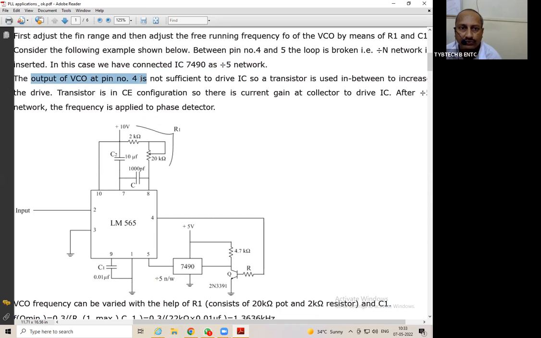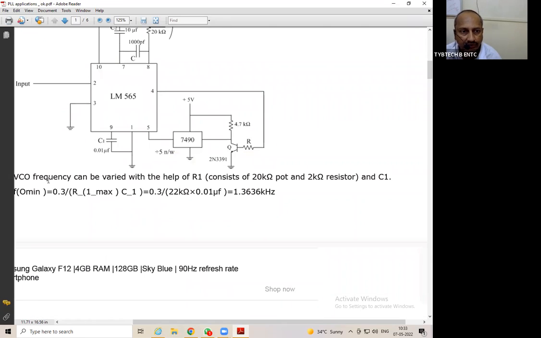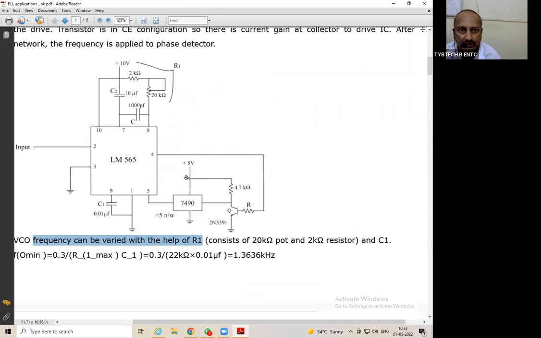The output of the VCO, that is pin number 4, is not sufficient to drive the IC in between. This is the additional one. So this is what they have talked about for pin number 4 and 5. The VCO frequency can be varied with the help of R1. So where is that R1? R1 is the resistors 2K plus 20K. This 20K is the pot they have added over here.